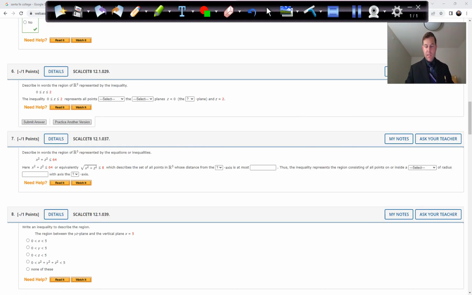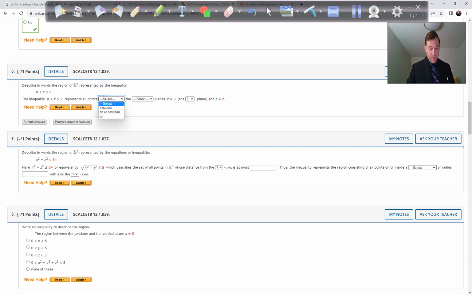Okay, problem 6 is not bad at all. This is a word problem. So it says, describe in words the region of R3. So again, that means in 3 dimensions. Represented by the inequality, Z must be bigger than 0 and less than 2. So when we're saying Z is a number between 0 and 2, those are actually planes. So in 3 dimensions, one variable represents a plane, and in the XYZ plane, the Z is vertical, planes stacked up and down.